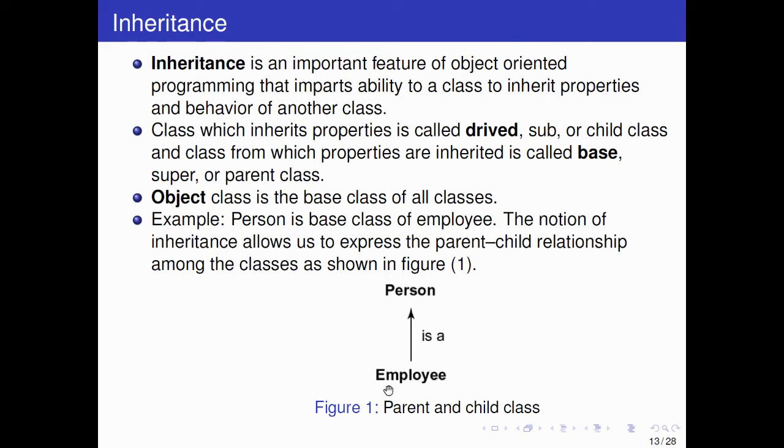What is it saying? Employee is a person. Every person may not be an employee; a person may be the owner also, maybe the president or director. But not every person is an employee, while every employee is a person. So employee is a child class and person is a parent class, or employee is the derived class and person is the base class. We'll import the features of the person class into the employee class. The person class is already defined, so the parent or base class is already defined. Inside the employee class we will be using the features of the person class.